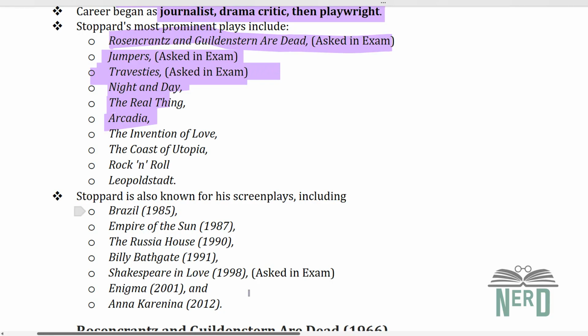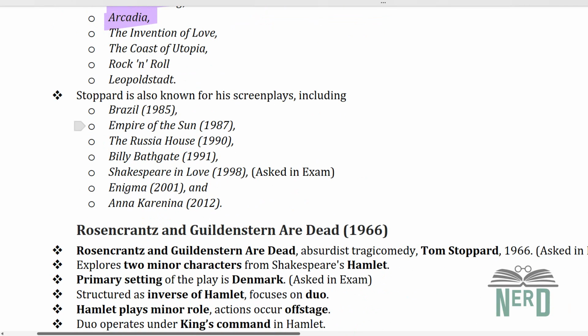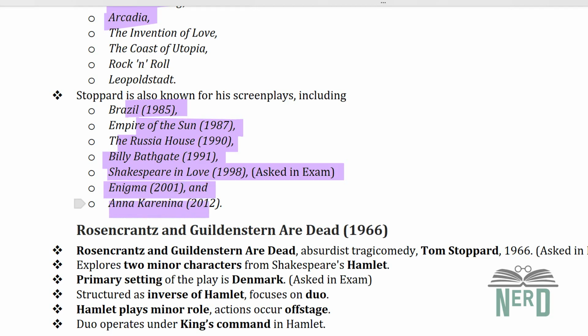Stoppard also worked as a screenwriter, penning scripts for several iconic films: Brazil in 1985, Empire of the Sun in 1987, The Russia House in 1990, and Shakespeare in Love in 1998. A movie fact that has been noted in exam. Later came Enigma in 2001 and Anna Karenina in 2012.